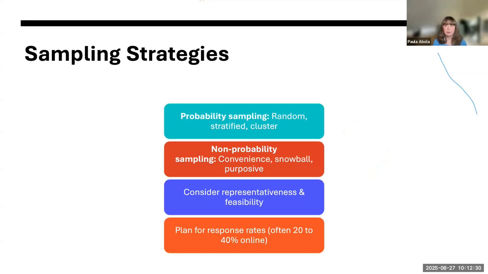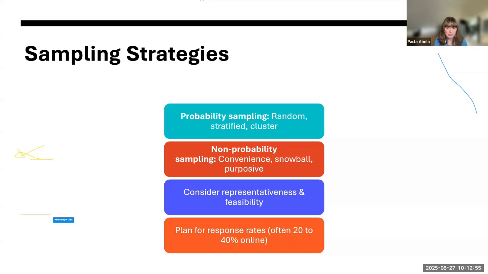And of course, sampling is critical. In probability sampling, every person in your population has a chance of being selected. So you think random or stratified sampling. And non-probability sampling, like convenience or snowball sampling, is easier, but it may limit generalizability. So you must always balance representativeness with feasibility.